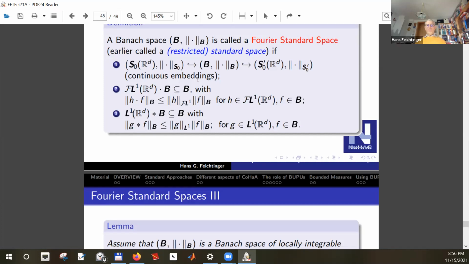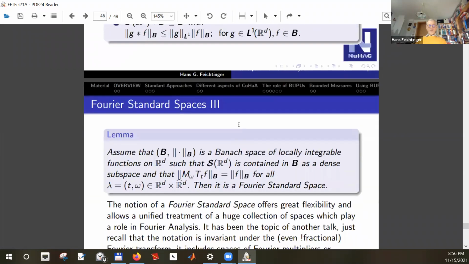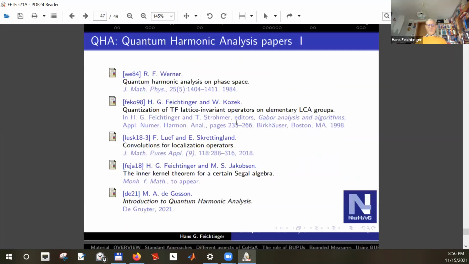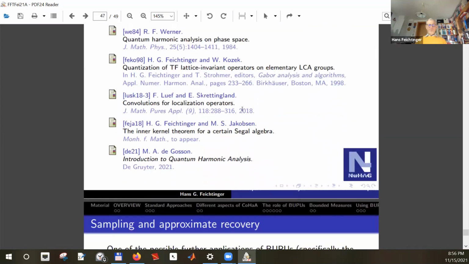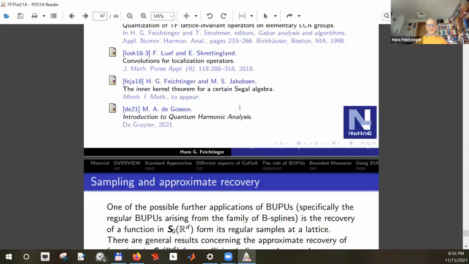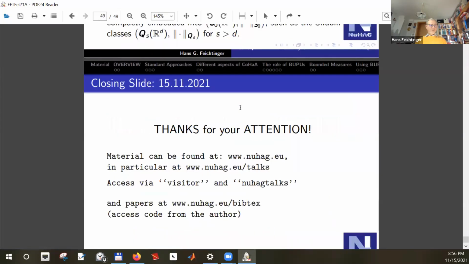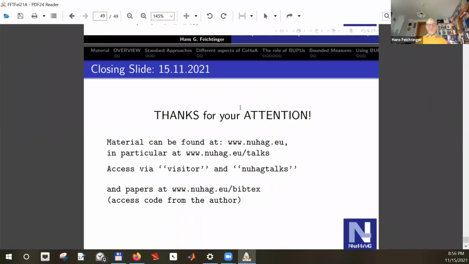They all have these properties, and they enjoy this double module structure, which is an interesting structure in its own way. I have here some references, and I think I should finish my presentation, and thank you for your attention.